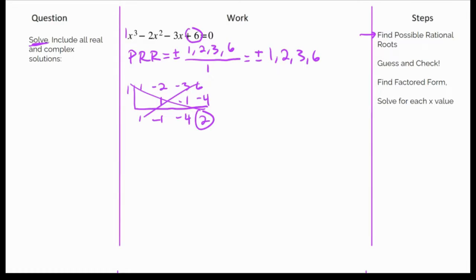So the next thing I'm going to do is plug in negative 1. And I'm basically going to go through all of these until I find one that gives me a remainder of 0. So 1 times negative 1, add that together, 0, and still no remainder of 0. So not negative 1 either. I'm going to move on to positive 2.